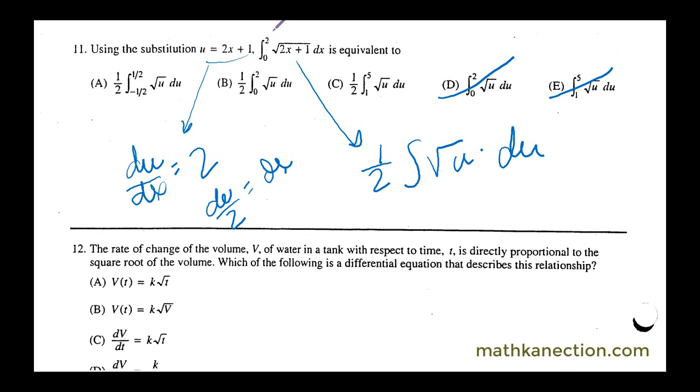And then I've got my interval, which is from 0 to 2, but I need those to be in terms of u, so I'm going to go ahead and replace in that value of 0, so u is going to be 1 now. And then replace the value of 2 in, and so now u is going to be 5. So I'm looking for the integral from 1 to 5, and that's letter C.